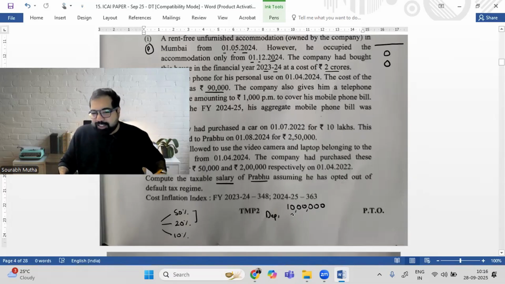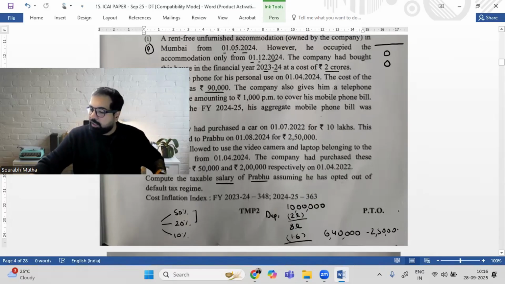Shame on me. So this is 2 lakh, I will minus. So that gives me an amount of 8 lakh. And 8 lakh into 20% again is 1.6 lakh, I will minus. And I will get 6.4 lakhs. So the car is worth 6,40,000, but you are getting it only for 2,50,000. So are you benefiting? Yes. So 6,40,000 minus 2,50,000. So your perquisite value is 3,90,000.